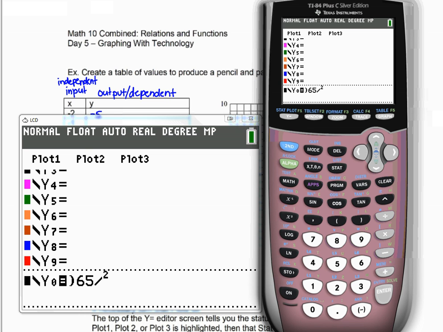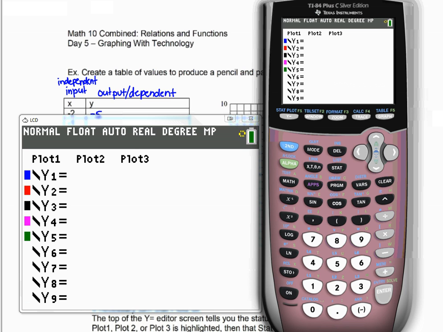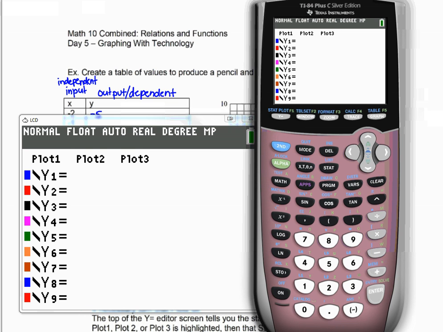Okay. All right. So what we want to do is type in our equation, and our equation is 2x minus 1, right? The x button is right above apps, right below mode. X-T-theta-n, alpha. That is our x button. Okay. So 2x minus 1. Does everyone have that in there? Yeah? Okay, so we could look at the graph, but I also want to look at the table of values.